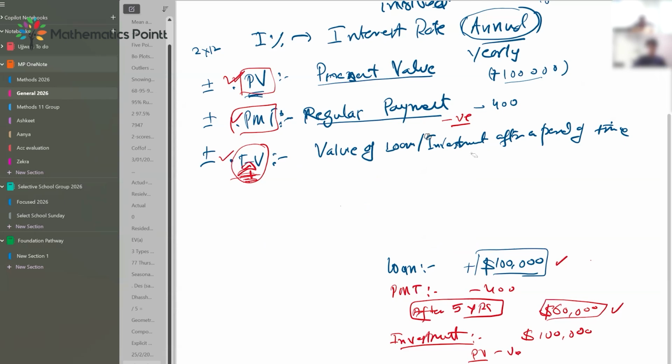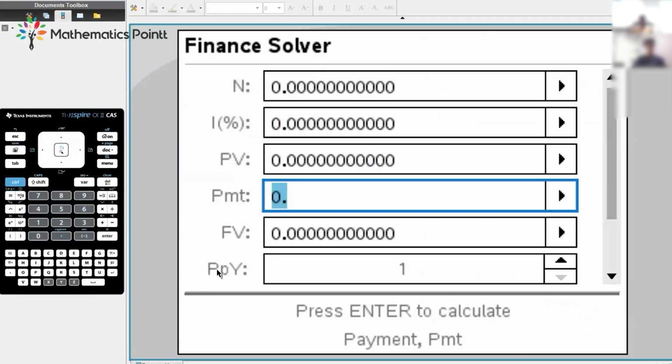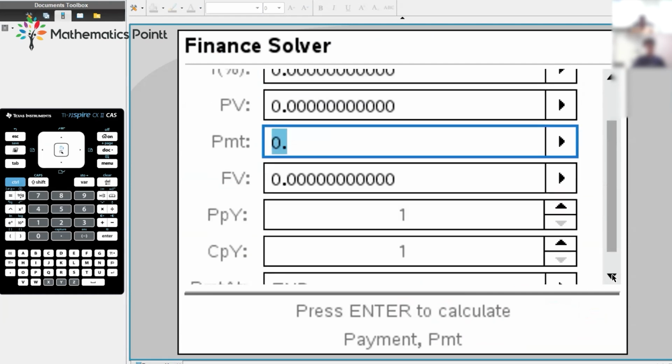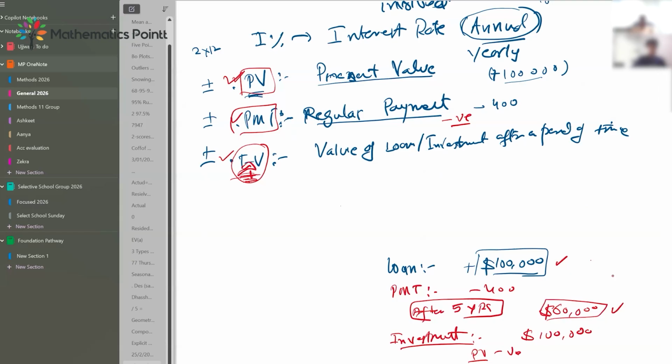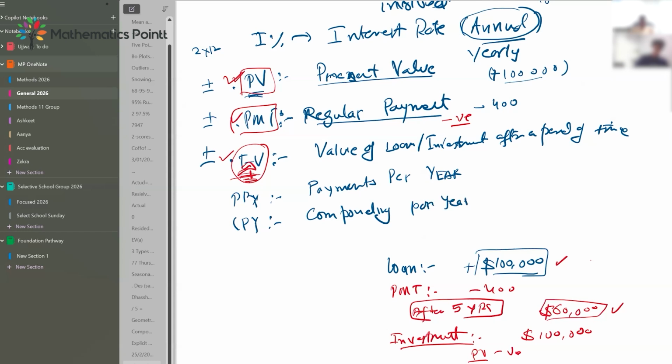Now, the next thing that you will see is PPY and CPY. PPY is called payments per year. And CPY is called compounding per year.